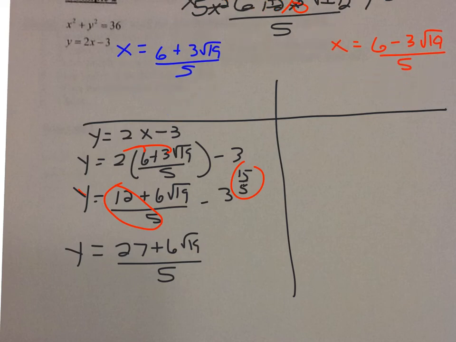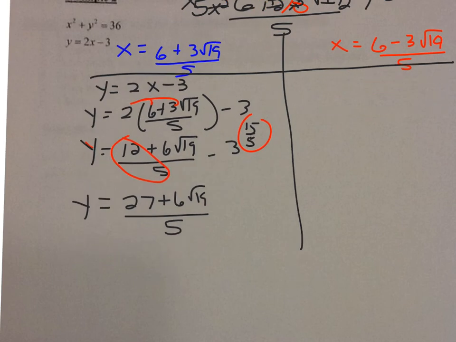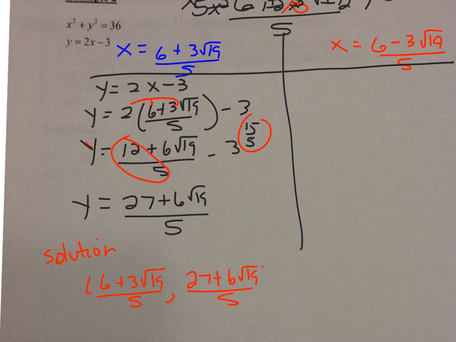All right, so I have one solution right now. So one of my solutions, you're going to write the word solution. Your x value is 6 plus 3 square root of 19 over 5, comma, 27 plus 6 square root of 19 over 5. All right, just need to get my other solution.